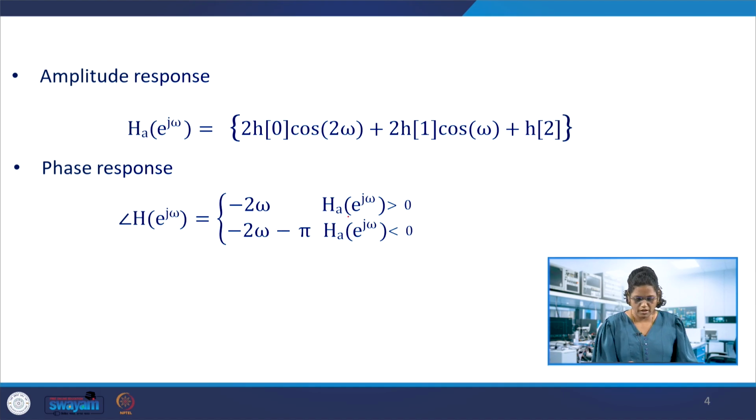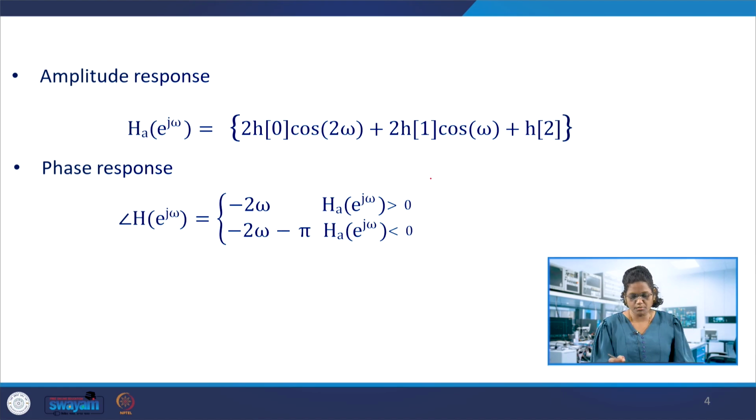So minus 2 omega, and so for H of e power j omega, where the amplitude is positive, the phase would be minus 2 omega, and where the amplitude is negative it is minus 2 omega minus pi. Okay, so when the amplitude response is greater than 0 or less than 0, the phase is going to be minus 2 omega or minus 2 omega minus pi. So from this H of e power j omega, we can obtain the phase response as well as the magnitude response.